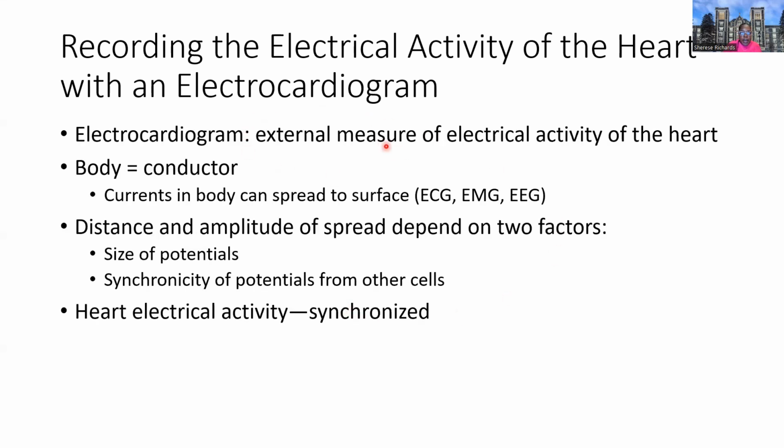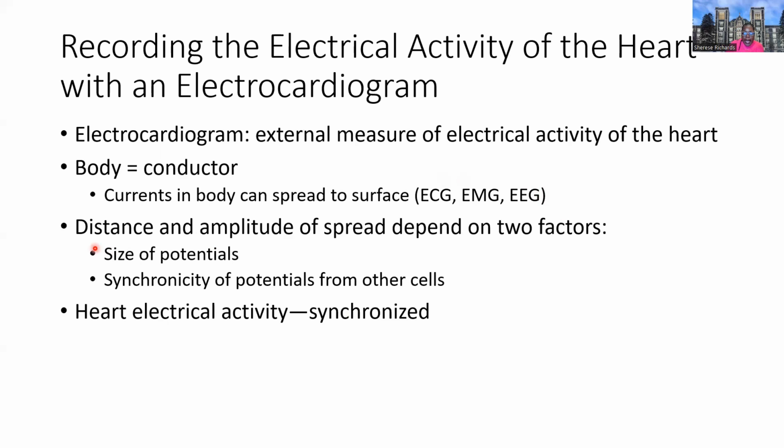So it's an external measure of the electrical activity that's happening in the heart. The body is used as a conductor, so it's leads that are placed on the skin. And we can do this for other organs as well. So the ECG is for the heart, but we can also look at the EMG, the electromyogram for muscle, or the electroencephalogram for the brain. So this procedure is not unique to the heart, but it can be used in other parts of the body to detect conduction of impulses as well.